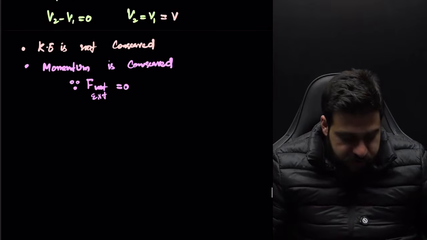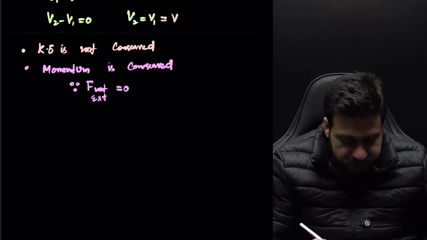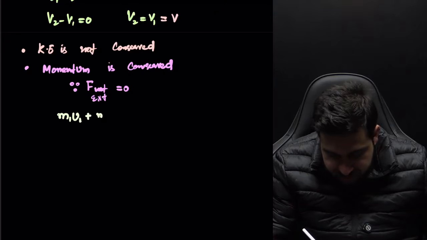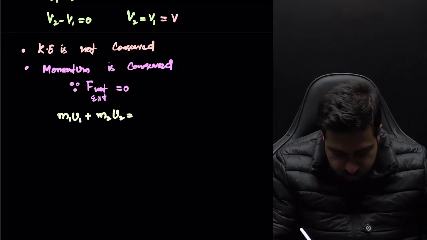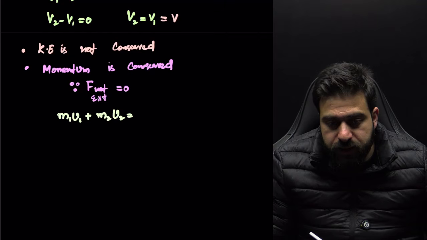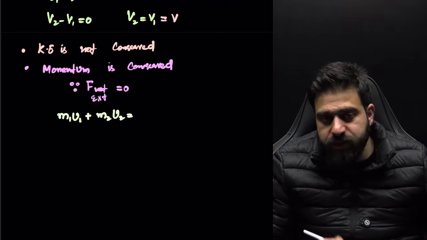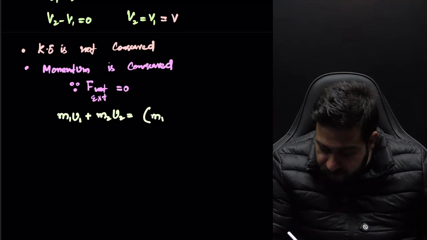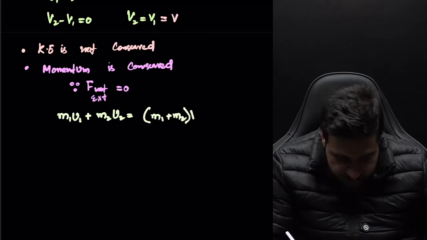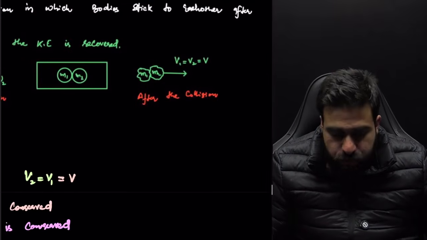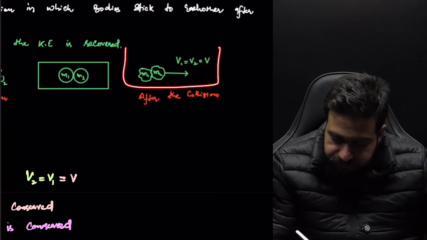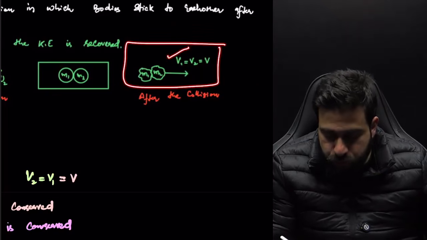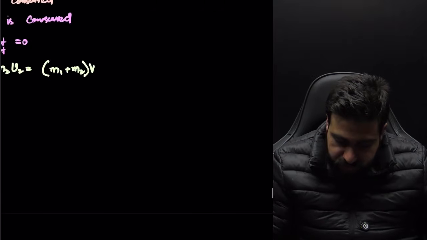Now, my dear NEET aspirants, what I can say in this particular case is M1 U1 plus M2 U2, the initial momentum, will be equal to the final momentum, which is (M1 plus M2) into V, because finally the two masses are moving collectively. This is the final momentum.